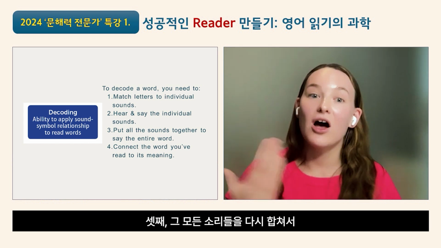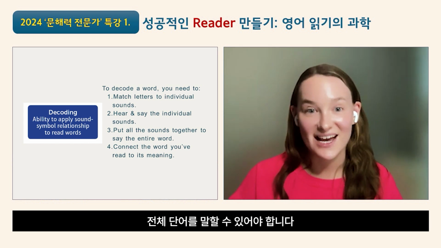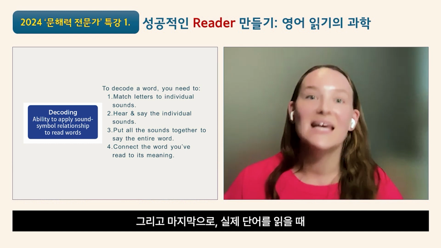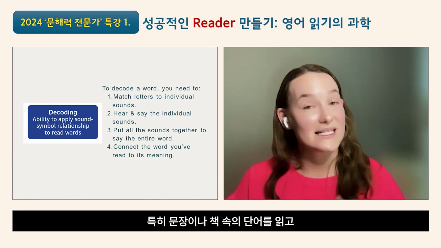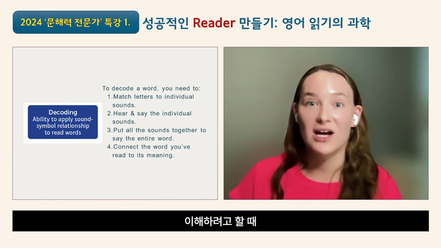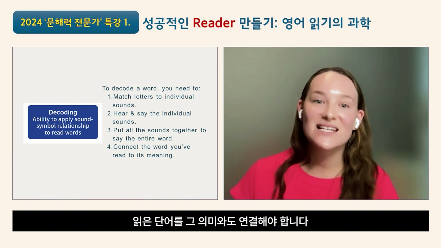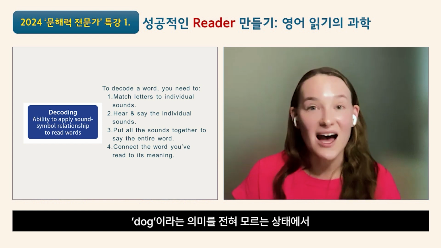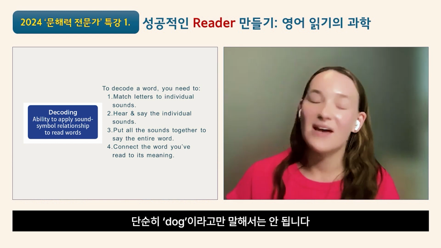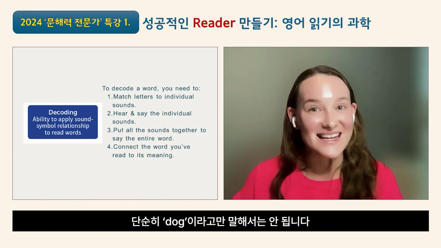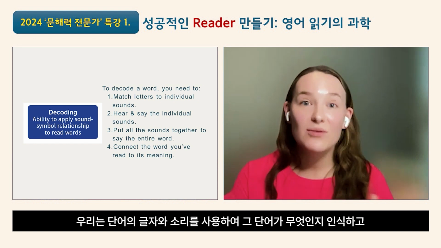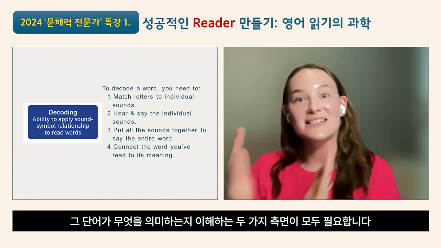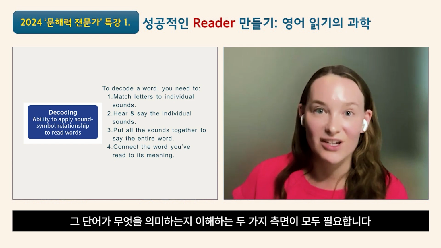Third, you need to put all of those sounds back together to say an entire word. And finally, when we're reading a real word, especially when we're reading a real word inside of a sentence or a book that we're trying to understand, we also need to connect that word we've read to its meaning. We can't just stop and say dog if we have absolutely no idea what the meaning of dog is. We need both sides, recognizing what a word is using its letters and sounds and understanding what that vocabulary word means.